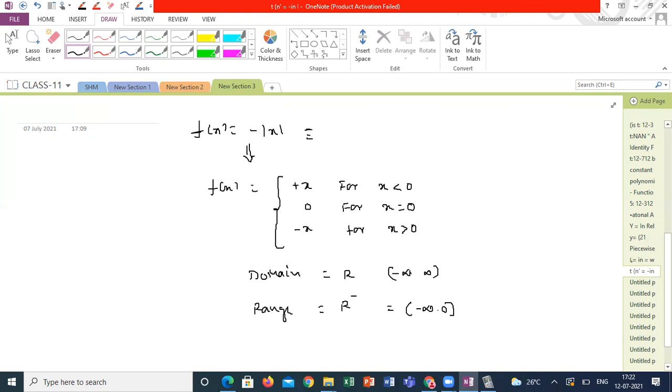Yes, please. Sir, why have you put 0 as a closed interval? Yeah, if you substitute 0, it is giving 0 now. I can't exclude 0. Am I right? It is a part of the range. Sir, but then it is neither positive nor negative. Yeah, correct.